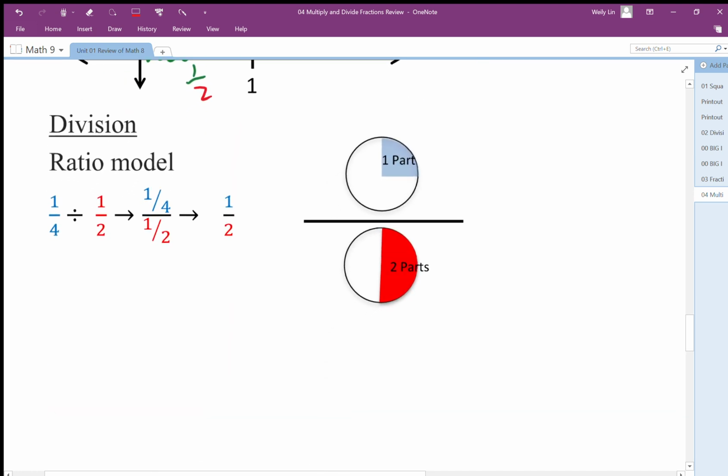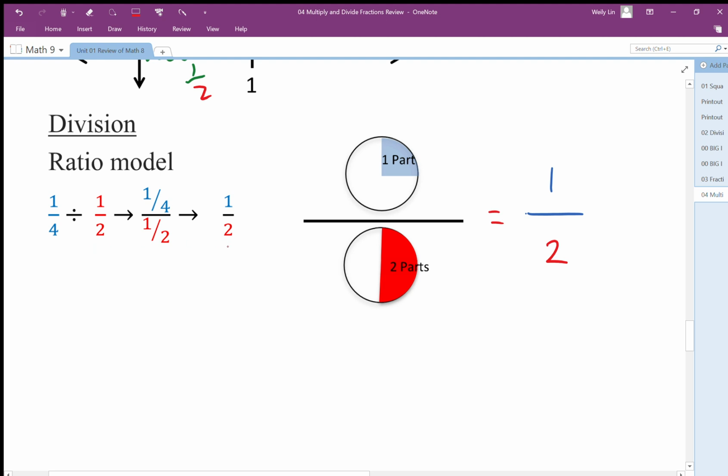Lastly, the division model that we use, the easiest way, is to think of the division as a ratio model. So when we divide 1/4 by 1/2, really we are comparing a 1/4 fraction to a 1/2 fraction. And I can compare it as a ratio. So 1/4 divided by 1/2 is a 1 part to 2 part comparison. So then the answer must be equal to 1/2. There's 1 part here over the 2 parts that make up the whole.